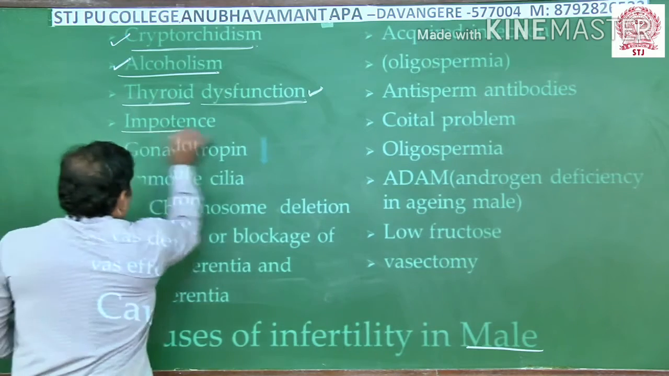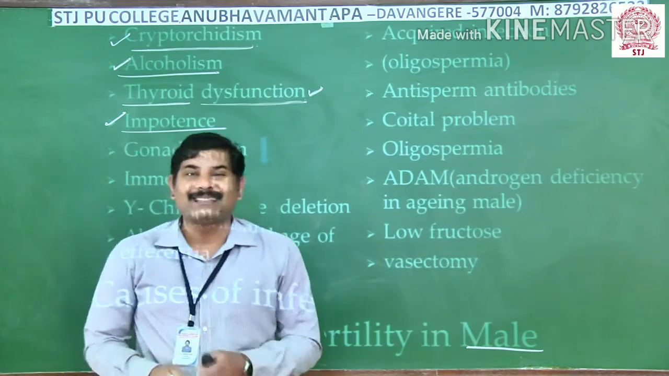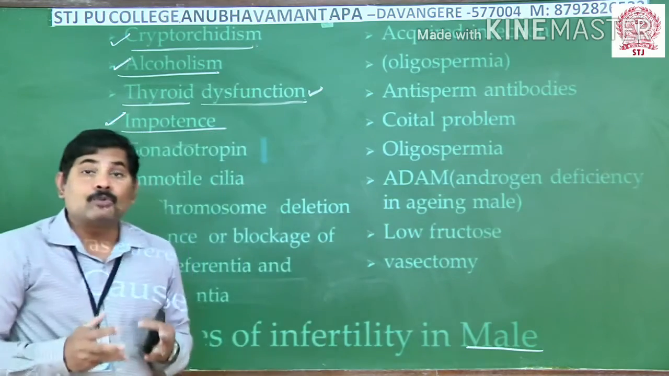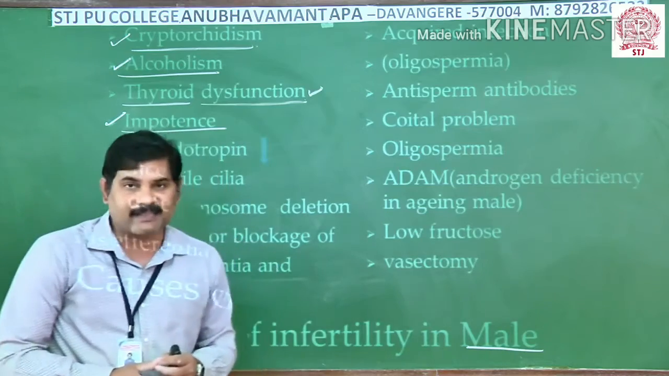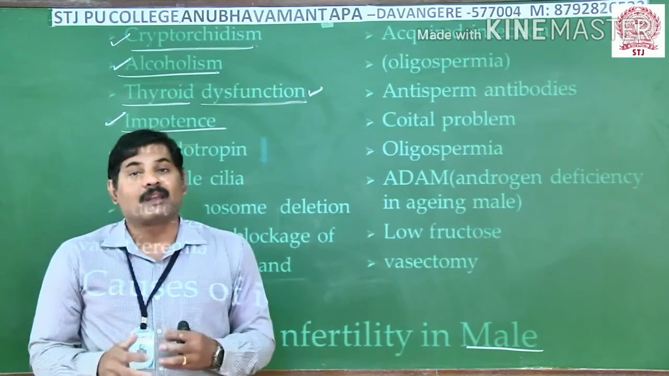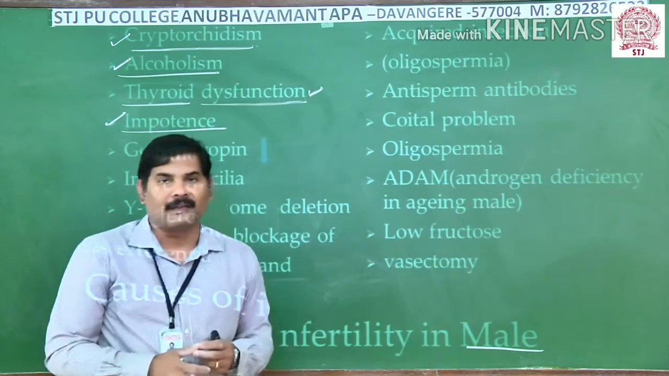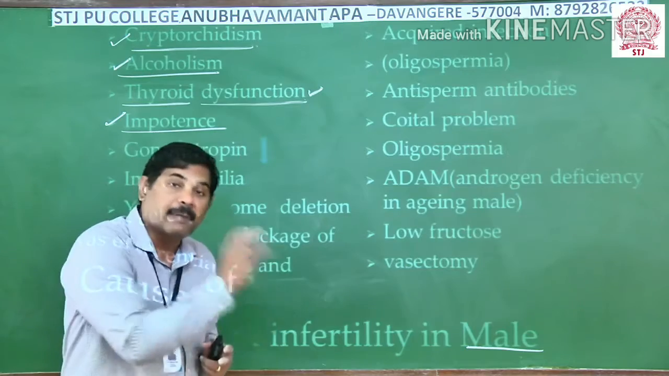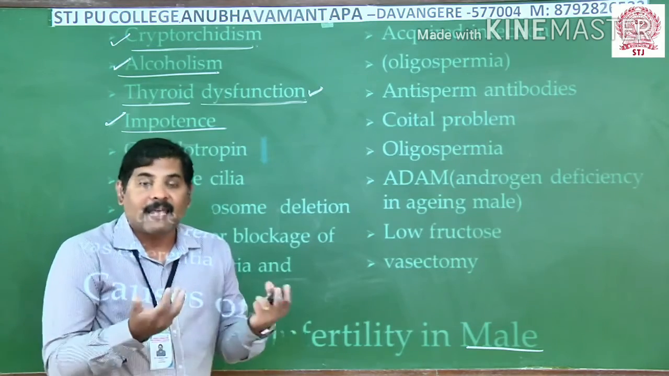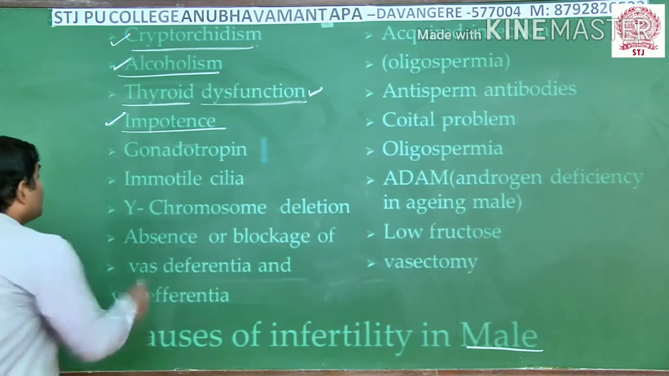And thereafter, the fourth problem is impotence. What does this mean? A male fails to erect his penis and fails to penetrate the penis into the vagina. In that condition, there is no chance of insemination, and finally it leads to infertility. So where the male fails to get an erection and penetrate into the vagina, it leads to infertility. This is one more problem.